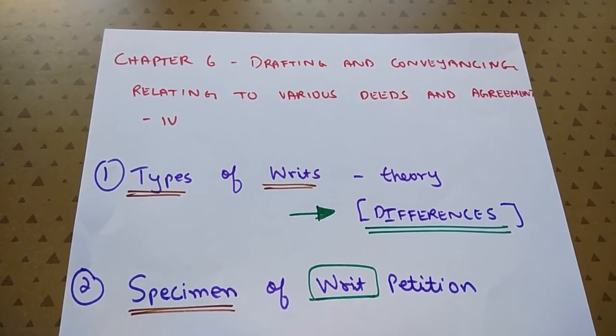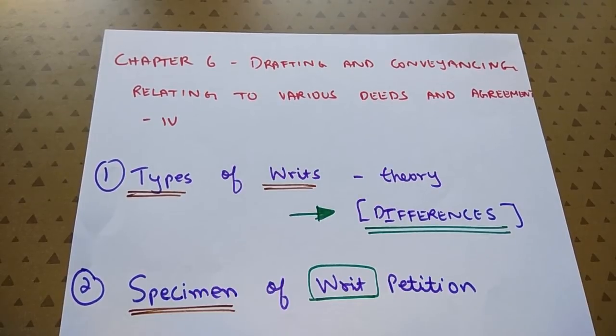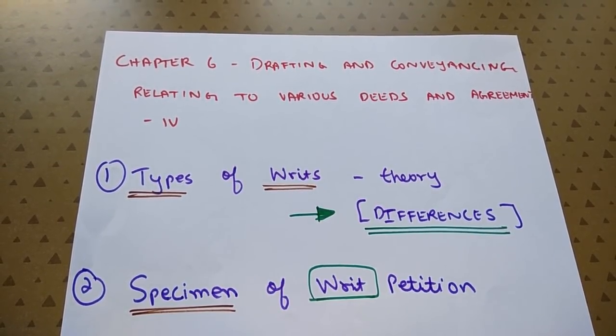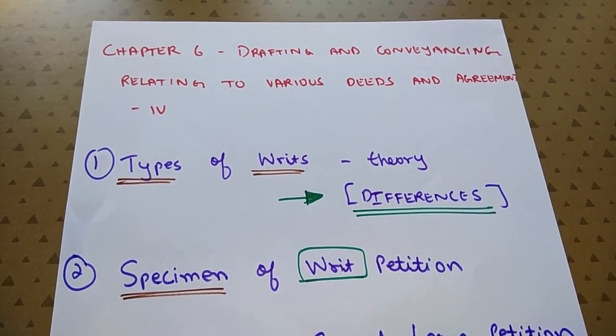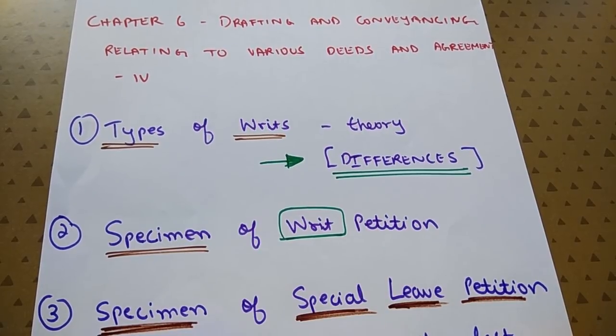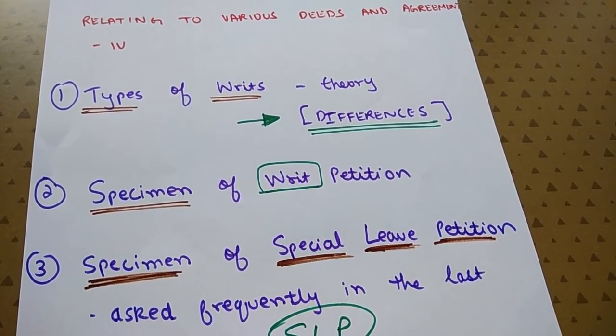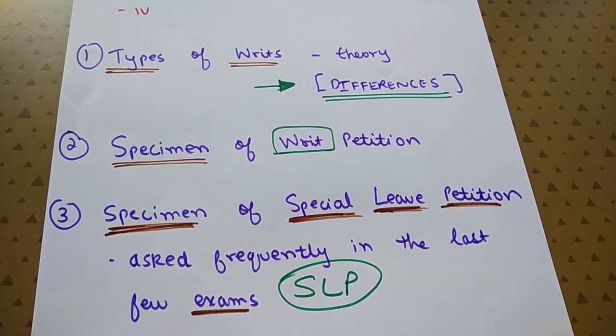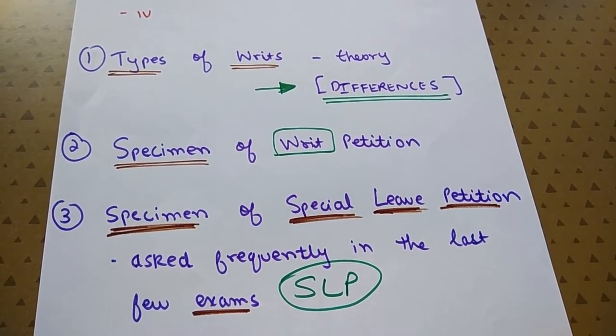Now, let's move on to lessons 6 to 10, from where a lot of questions are expected and which are also very easy compared to the first few chapters. Starting with lesson 6, the first part of the lesson deals with the types of writs. In the previous exams, differences between these writs have been asked. Next, drafting of writ petition and special leave petitions have been asked in the recent past. So, please make a note of the formats very well.